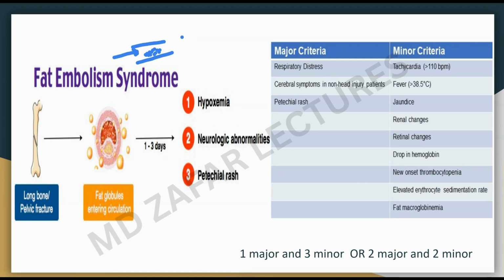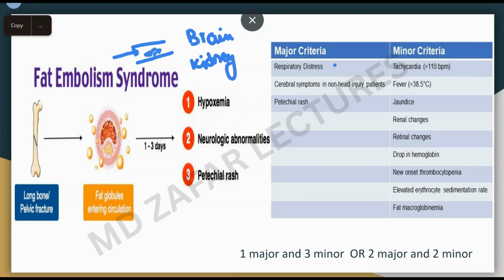Now, as a consequence, the functionality of these end organs is going to be clinically evident. The most important is going to be the brain, then kidneys are going to be affected, and similarly various other systems. There are two criteria which are used to assess the presence of fat embolism. There is a major criteria and minor criteria. You can read through these values. So if there is one major and 3 minor, then it will be fat embolism, or if there are 2 major or 2 minor criteria, then you can suspect fat embolism.